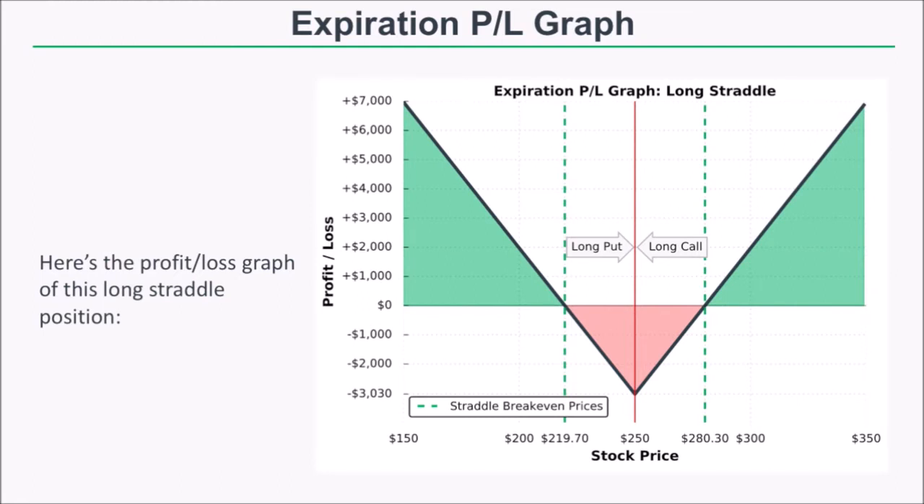Now our break-even prices in this example are going to be the strike price of $250 plus the debit paid and the strike price of $250 minus the debit paid. So our lower break-even price is $219.70 and our upper break-even price is $280.30. And lastly, we can see that there's significant profit potential when the stock price increases or decreases significantly. So when you buy a straddle, you're betting that the stock price is going to make an outsized move, and if it does not, then you will lose money from time decay as time passes, because those long options that you own will be losing their extrinsic value.